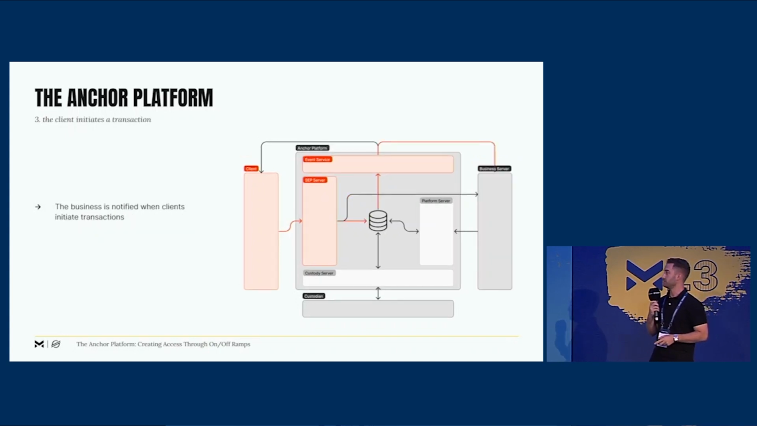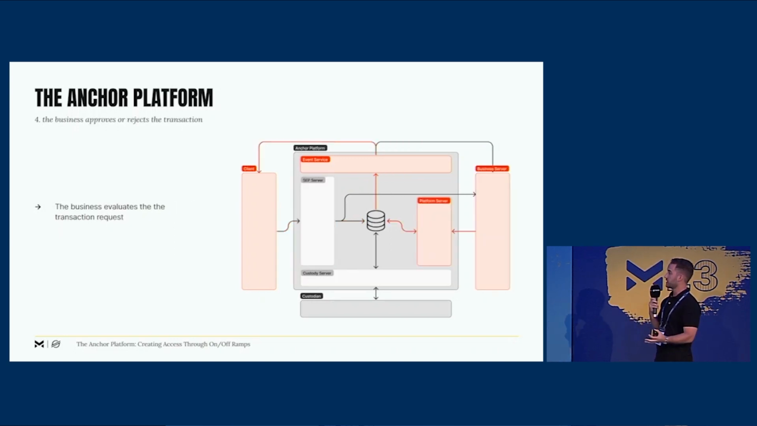The next step is going to be the client actually initiating the transaction, referencing that quote that it created, right? And this is one of those examples where the Anchor platform doesn't actually need the business's input, right? It already has created the quote. It can create the transaction in its database and just notify the business via the event service that the transaction had been created. And so this is just a more streamlined experience. Again, you don't need to use the event service. The business could just poll the platform server and recognize that there's a new transaction in the API.